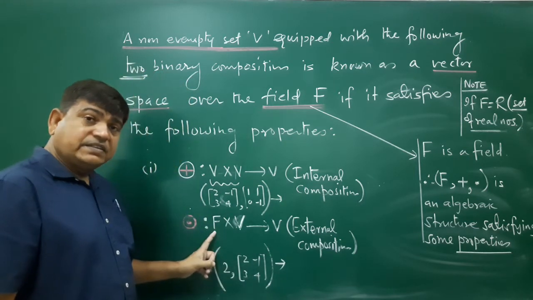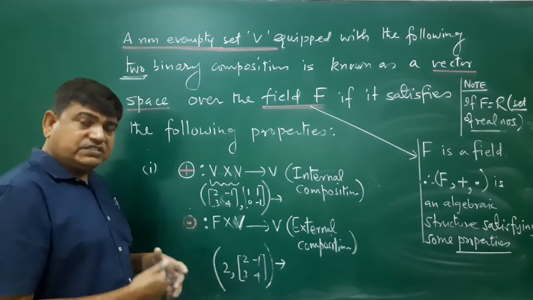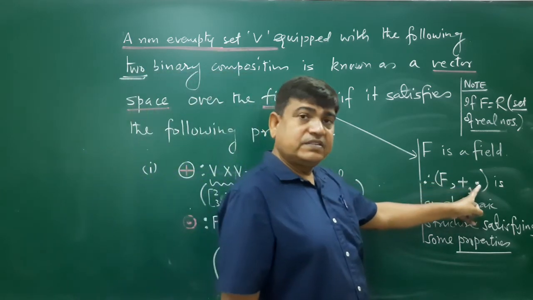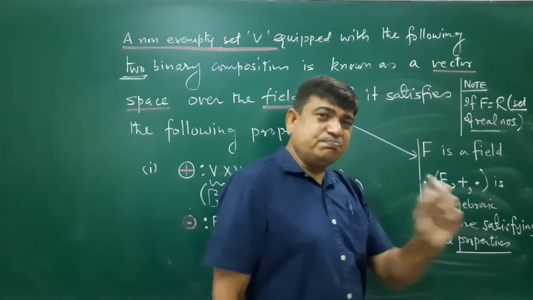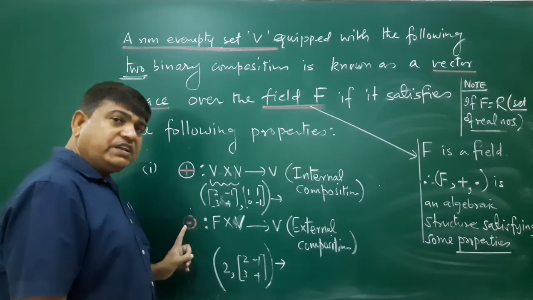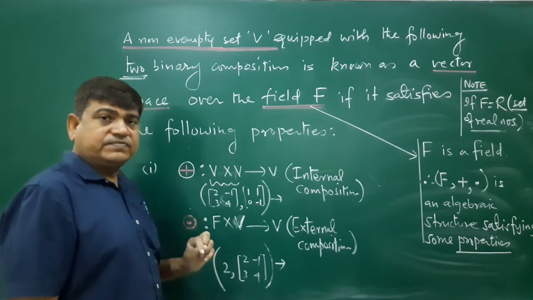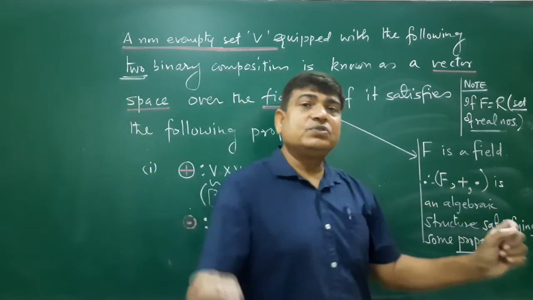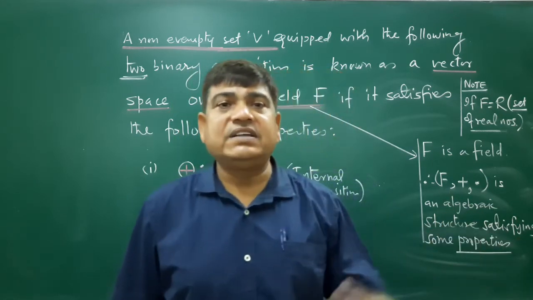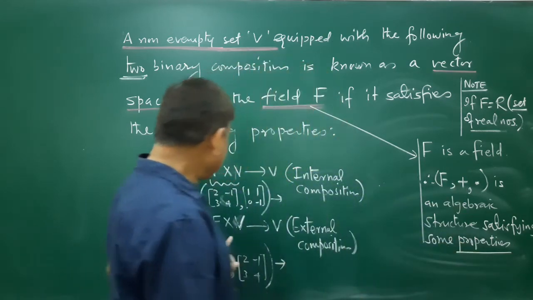Here you see, the composition is plus. Here the composition is multiplication. But here multiplication is different from the multiplication there. Here this dot is between two members of F. Here this symbol is between two members, one from F and the other from V. Here the dot is kept between two numbers like 2 and 1 by 3. If I multiply 2 and 1 by 3, the answer is 2 by 3, which is again a real number. Here it is defined.